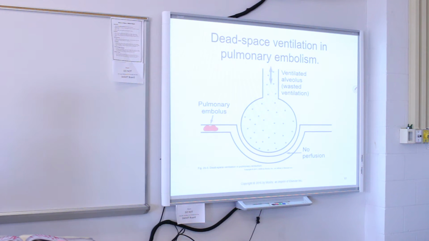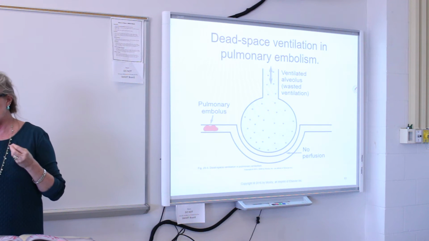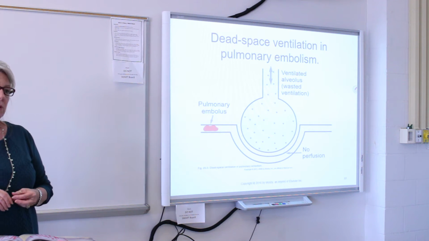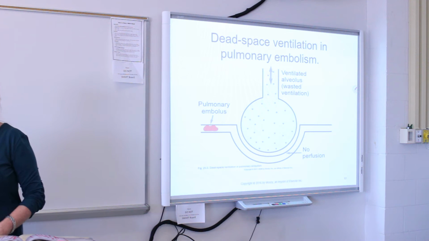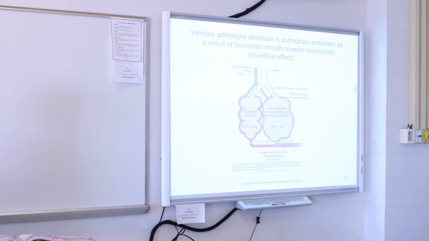Okay? So this is just an example of the dead space that occurs with a pulmonary embolism, which is very important. What is the definition of dead space? So we have ventilation, but we do not have any blood flow. What is that going to do to the PaO2 as it leaves the pulmonary vein into the left heart? It's going to decrease the PaO2 because of venous admixture.